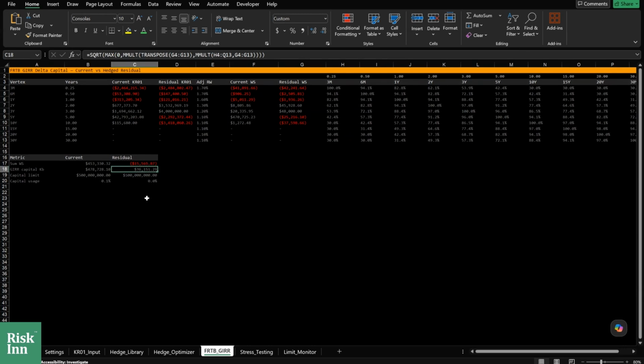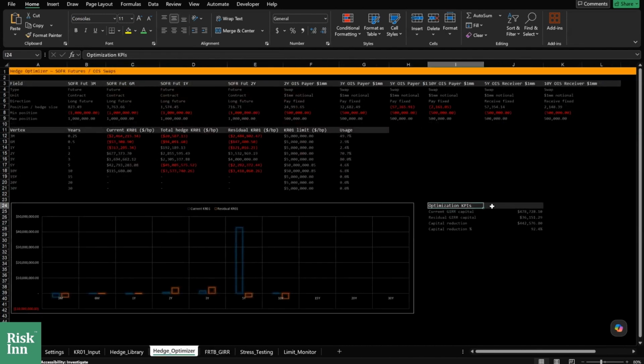Again, I'm going at a very high level, so some of this might be going over your head. Don't worry. The objective of this is not to explain the maths behind it. I'm just trying to show you all the important calculations that you need to be familiar with and what we'll be studying in detail in the course. Okay. So before hedging, after hedging, capital has reduced significantly. In the optimizer, what I'm trying to do is maximize capital reduction, ensuring that the residual sensitivities are within the limit.